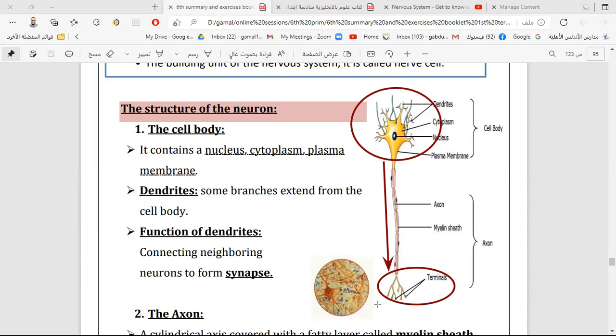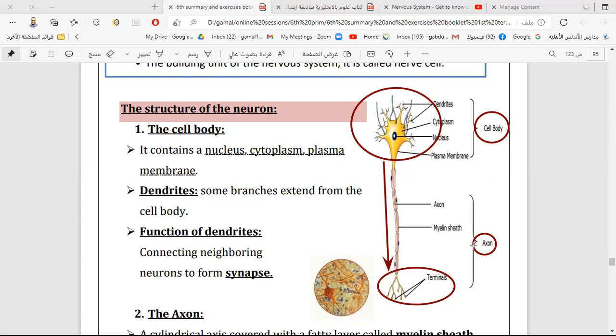Now we can say that the structure of the neuron has two parts. What are the two parts? The cell body and the axon. Very good. Cell body and axon. Where is the cell body found? In the brain, in the central nervous system. And the axon extends through the nerves.